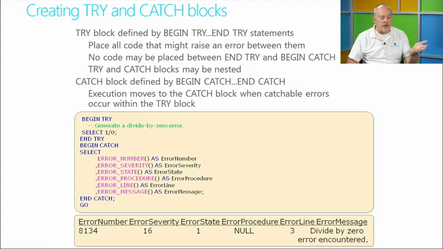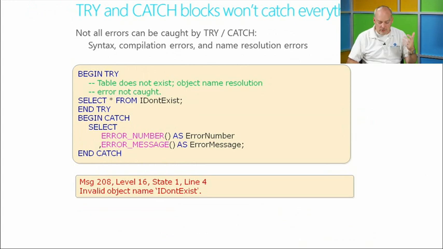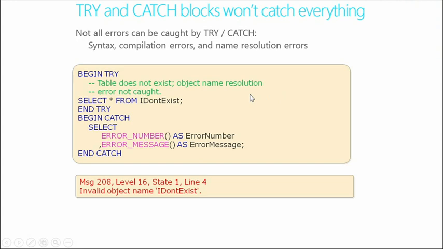You know it's going to generate an error because we're trying to divide by 0, which for some reason doesn't work, whether it's Celsius or Fahrenheit. So the try and catch blocks won't catch everything, just to let you know. So this is an example. We're going to begin try up here. Table does not exist.